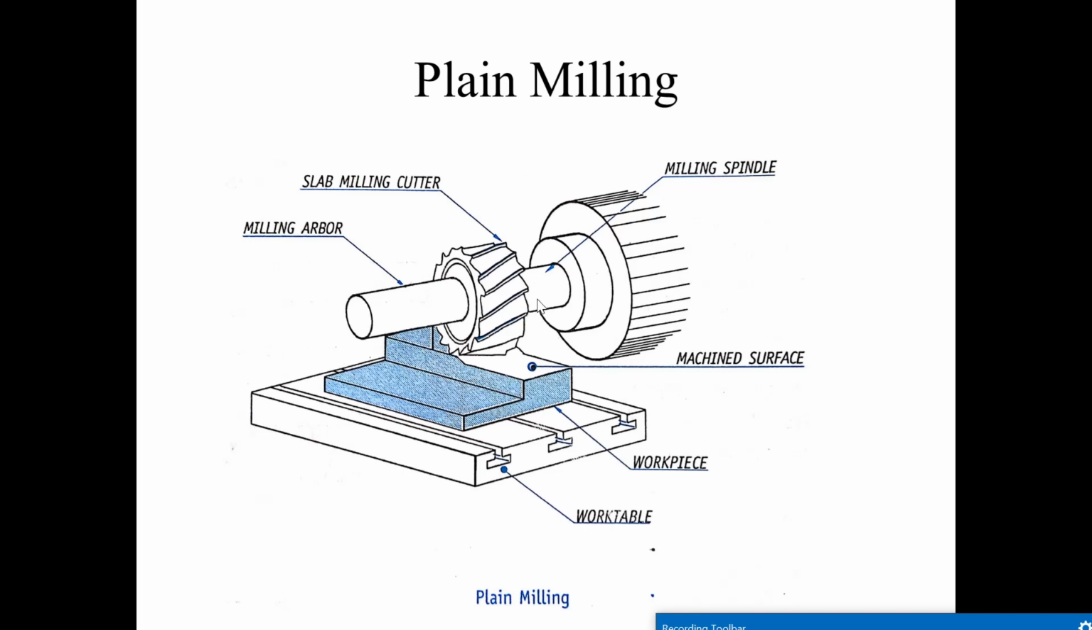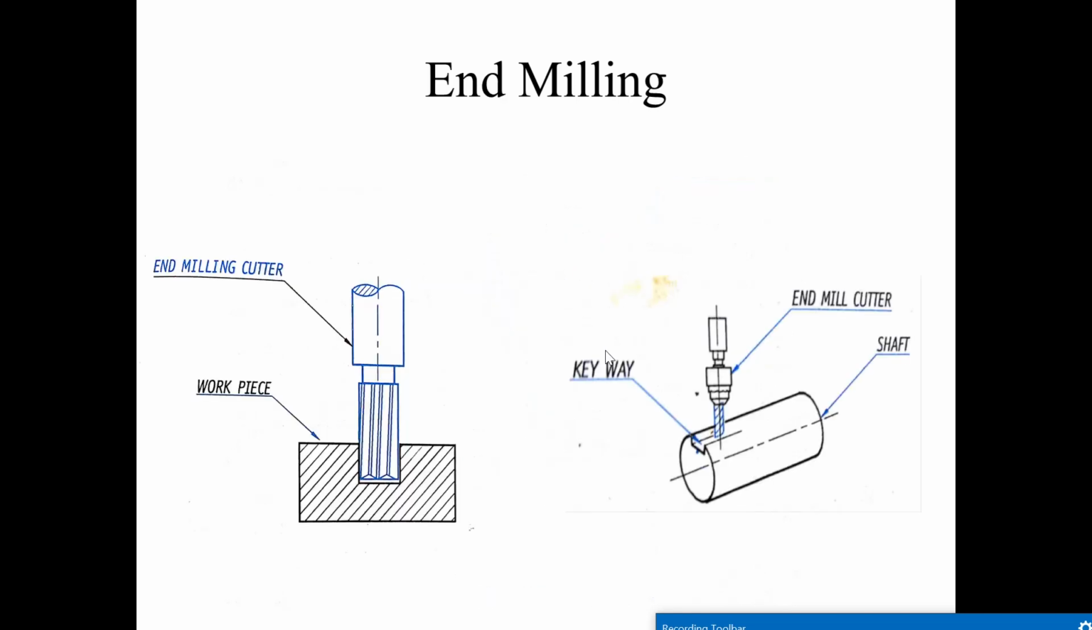And next is the end milling operation. This is also a type of milling operation. The different parts are the end milling cutter and the workpiece, and the side view can be shown here. This is a keyway, this is the end milling cutter, and this is the shaft. In some shafts we make keyways to hold them firmly with another element. To produce keyways we use the end milling operation.